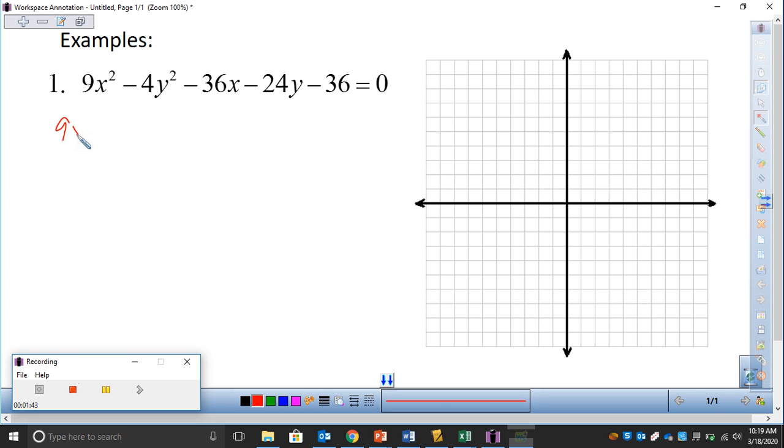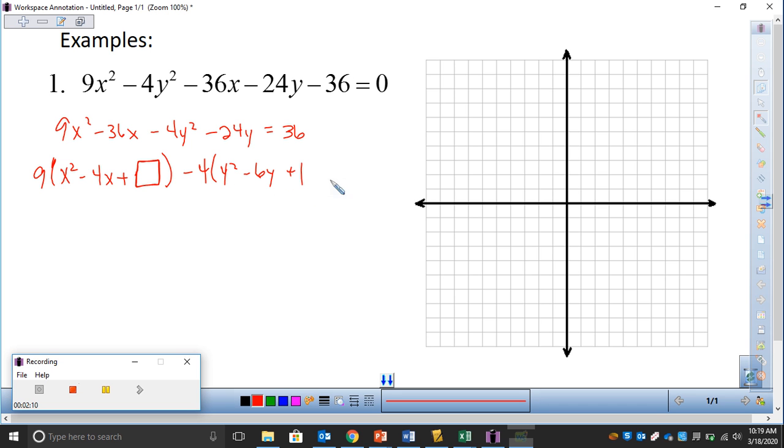So let's do 9x squared minus 36x. Group my x's together, minus 4y squared minus 24y. Group my y's together, move this 36 to the other side by adding it. Now we need to complete the square. I'm going to factor out just the coefficient. 9 times (x squared minus 4x plus a box) minus 4 times (y squared minus 6y plus a box) equals 36.